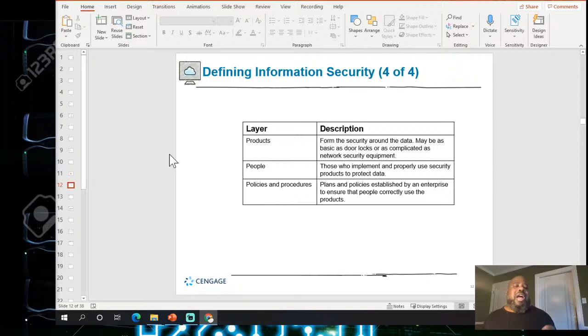So in there is products, form. The security around the data may be as basic as door locks, complicated as network security programs. Two is, and I suffer with this a lot, in the security program you have physical security. Do you need to badge in the door? Do you need to badge in the computer? Are your computers in cages, right? Or you got webcams, right? So that's the physical control of locking down your computer system.